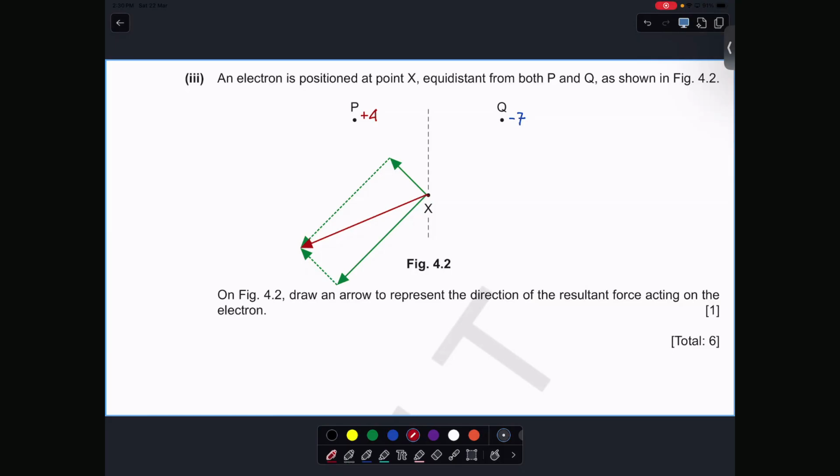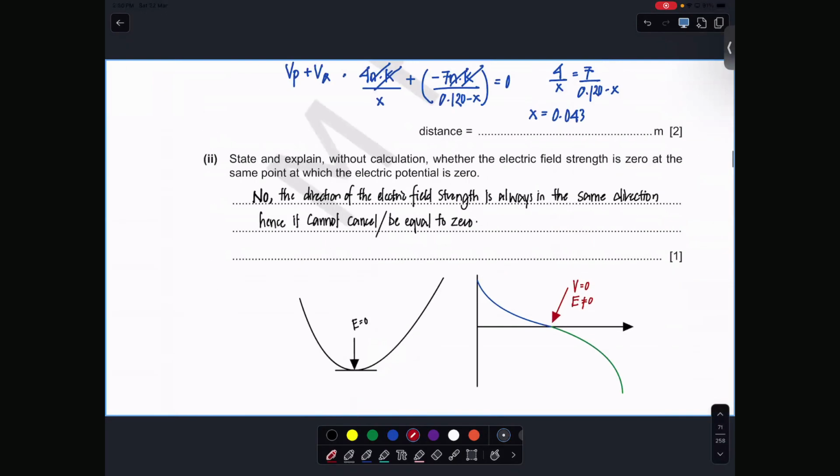The answer key should show the straight arrow leftwards in the x direction, extending the joint Q horizontally. Okay, next is number 2A(i). It is clear. Number 1, any question?